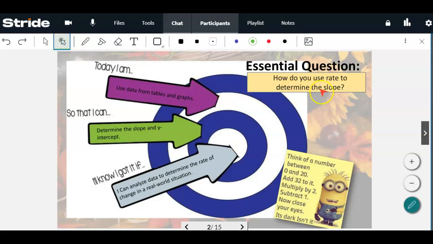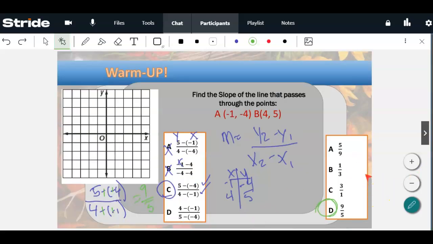All right, so now let's look at our objectives. The essential question: how do you use rate to determine the slope? Use data from tables and graphs. Today I am, so that I can determine the slope and y-intercept. I'll know I got it if I can analyze data to determine the rate of change in a real-world situation. All right, so let's put it all together.